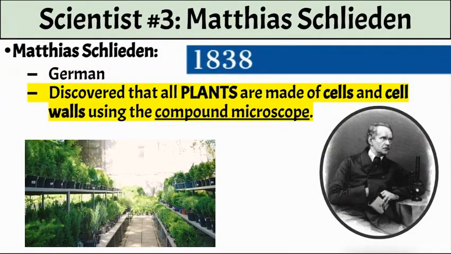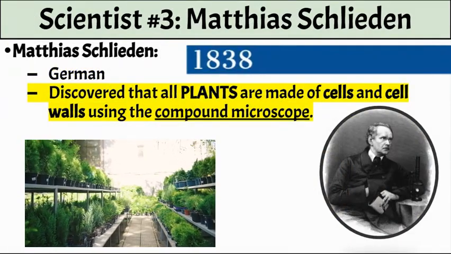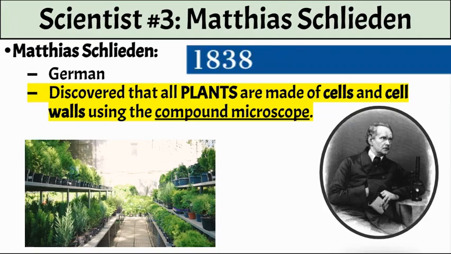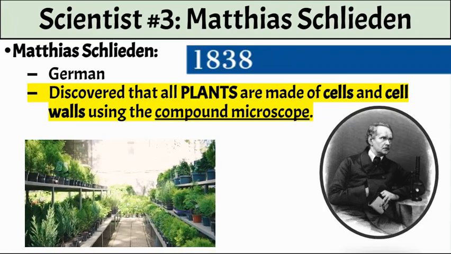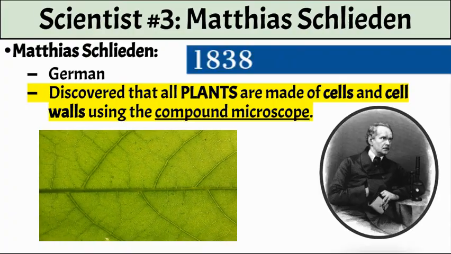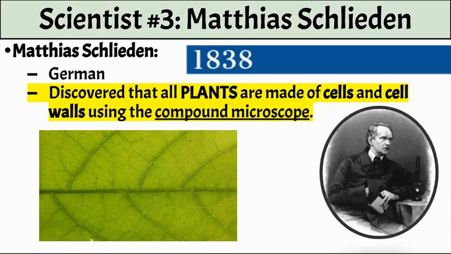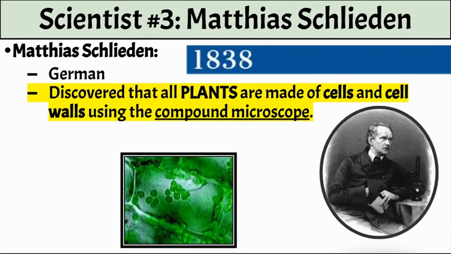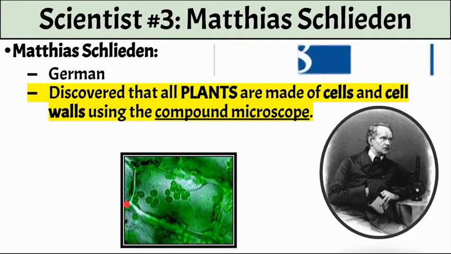Okay, so 150 years later, 1838, we've got Matthias Schleiden. He's German, and he was a botanist, and he loved all his plants. And he realized that plants are made of cells and cell walls. He used a compound microscope. That's a microscope that has 2 lenses, so you can actually look up a lot closer. And you'll see here's like this rectangle shape. That is the shape of a plant cell.